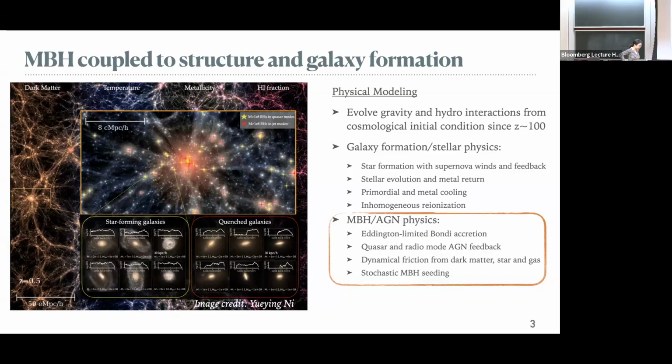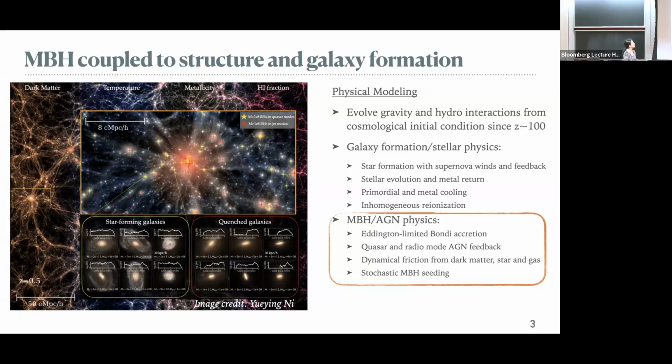When you model massive black holes, you model them as sink particles in these simulations. And as a sink particle, they can accrete gas, and then they radiate photons, and they also have outflows in different modes depending on the accretion efficiency. In this simulation specifically, we have Eddington limited Bondi accretion. We have both the quasar and the radio mode AGN feedback.